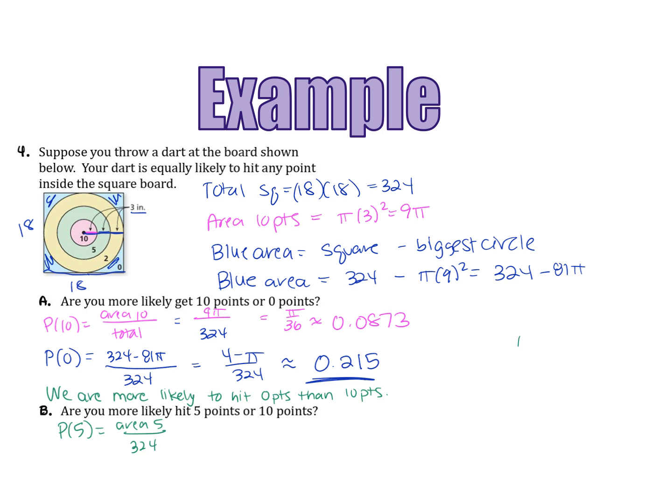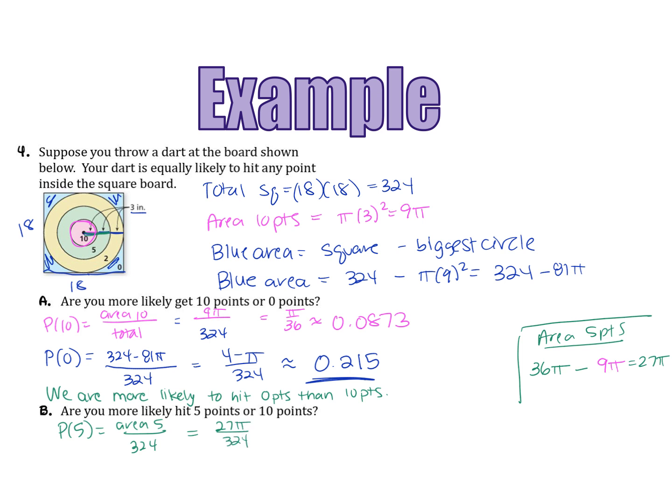So I'm going to come over here to do my work for the area of 5 points. Well, this circle, I already said, has a radius of 6. So it's going to be pi r squared, 6 squared is 36 pi. But we want to subtract out the pink or the red part of this circle, which we already found that area to be 9 pi. So the area of the green, 36 minus 9, is going to be 27 pi. So the area of 5 points is 27 pi. We're going to divide that by 324.